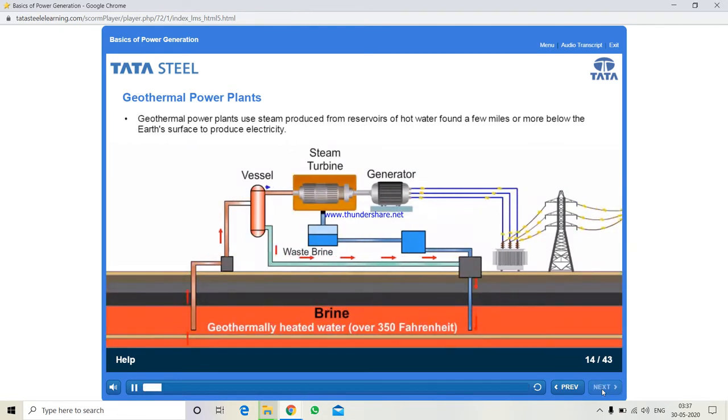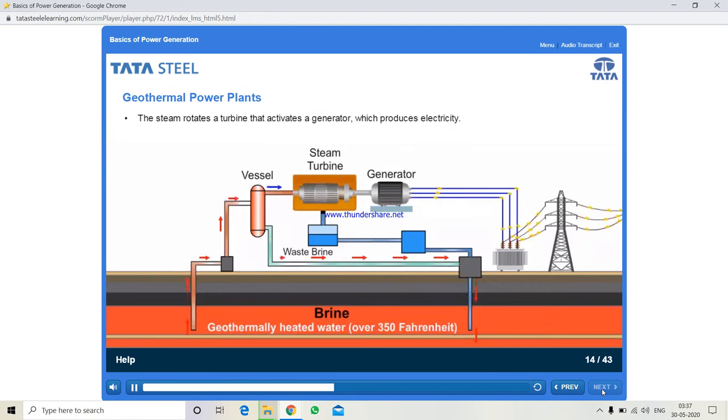Geothermal power plants use steam produced from reservoirs of hot water, found a few miles or more below the Earth's surface, to produce electricity. The steam rotates a turbine that activates a generator which produces electricity. There are three types of geothermal power plants: dry steam, flash steam, and binary cycle.